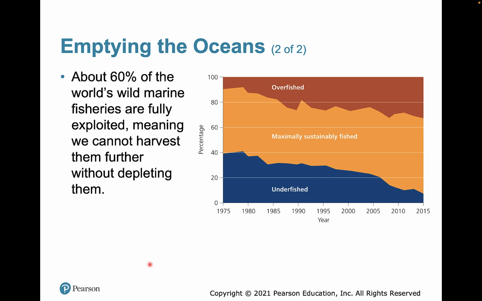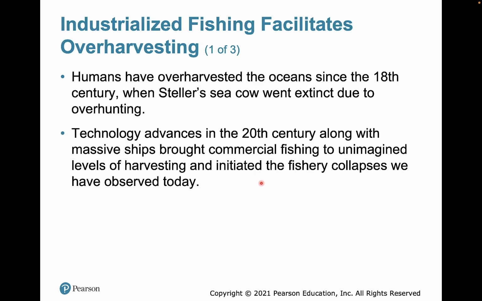So, about 60% of our world wild marine fisheries are fully exploited. We can't take any more out. We can't pull them out at any greater rate without depleting them. So we can't sustain them if we keep fishing them.